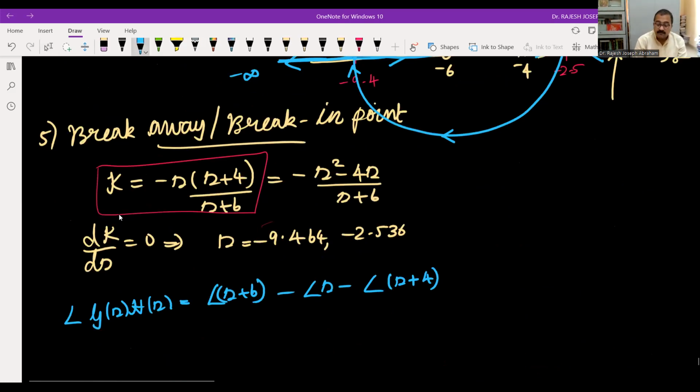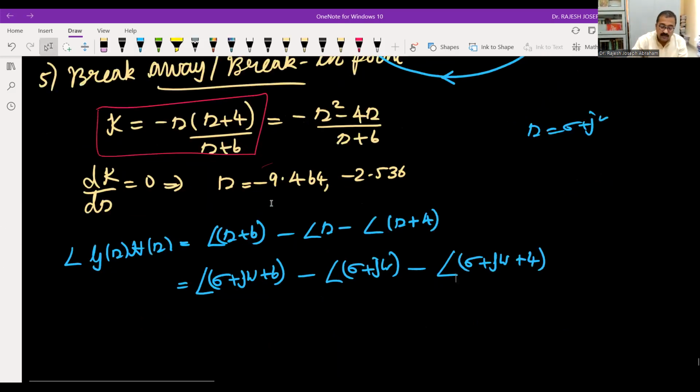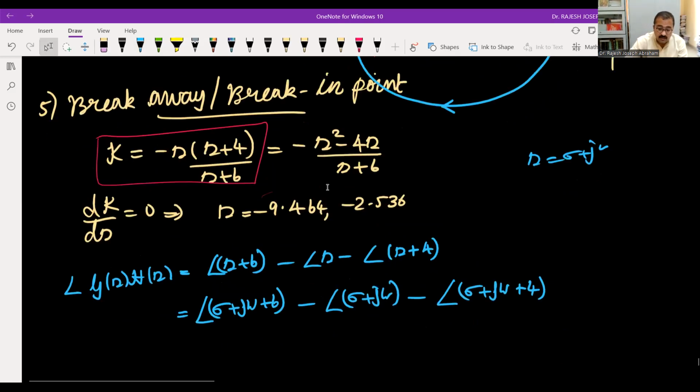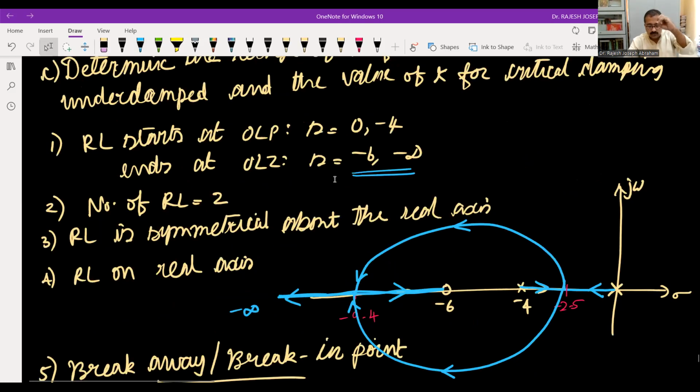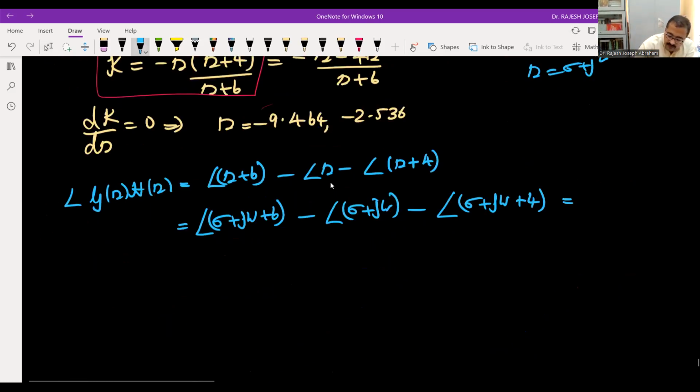Okay, but we know, what is s? S is a complex number. S means sigma plus j omega. So we substitute that here. That means angle of sigma plus j omega plus 6 minus angle of sigma plus j omega minus angle of sigma plus j omega plus 4. How will you find the net angle? This total angle has to be equal to 180 degree. Is it not? Because that's why it is called a root locus, right? So the net angle at those points has to be plus or minus 180 degree or odd multiple of that. Let me take it to be 180 degree.